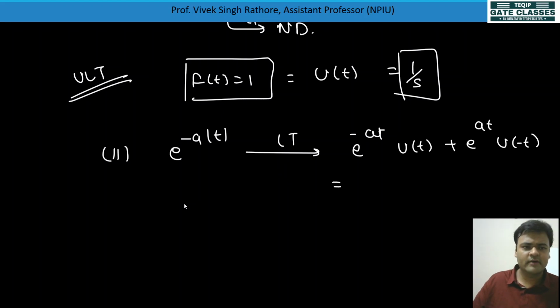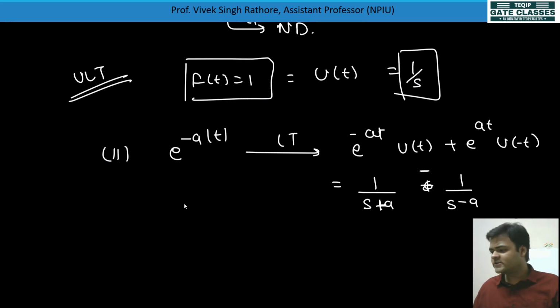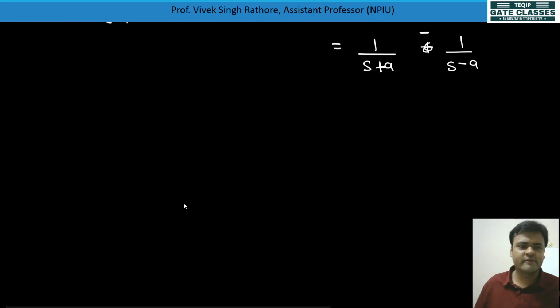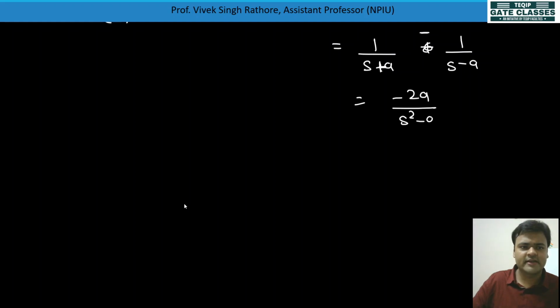It will come as 1 by s minus a, plus 1 by s plus a, and 1 by s minus a will be there, but with a minus sign. This we have seen earlier, and then we have calculated its value also. S and s will cancel, so here minus 2a by s square minus a square will be there.